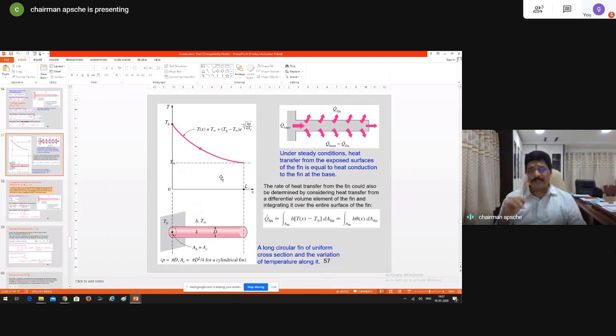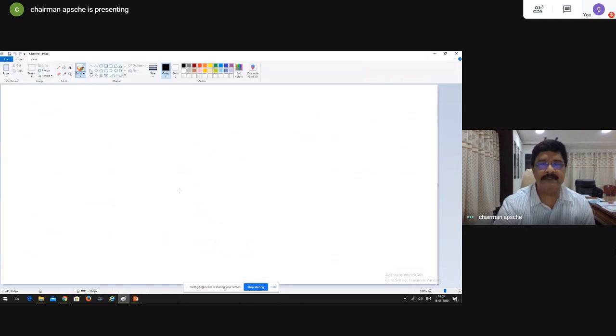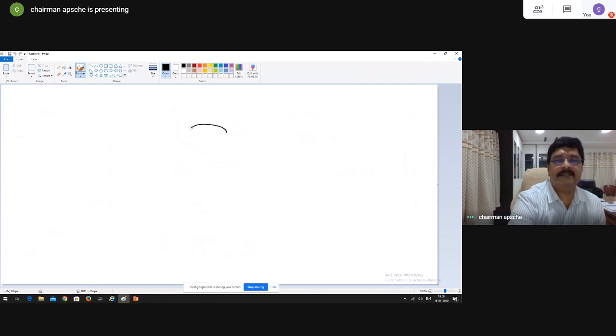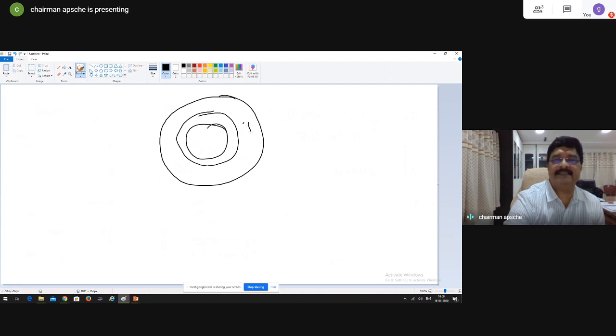Now, one student asked me, if you say you take a hollow pipe, maybe for you, I'll just draw. Okay. Let me say this is the pipe, and on top of it you are adding insulation. I said this is insulation. Now we have talked about the resistance, conduction resistance through the insulation, and the convection resistance outside the insulation. Okay. Now here I said this is outside.